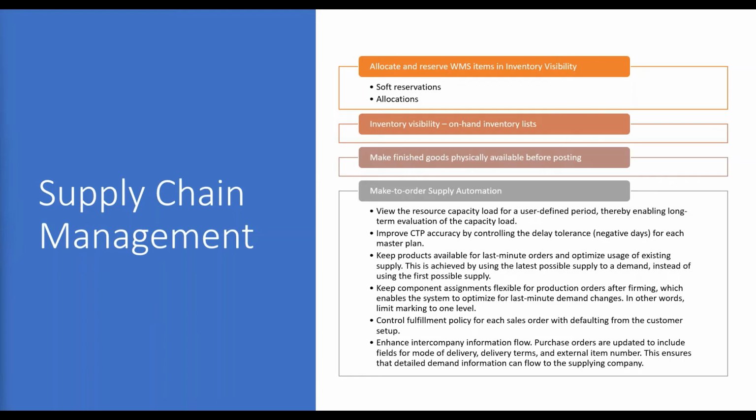Some of the other ones I want to cover get into manufacturing. So: make finished goods physically available before posting. When we report as finished and post that, typically it's posting the related journals, which might also influence the quantity related to it. And it takes a little bit of time for those journals to post as you go through that process.